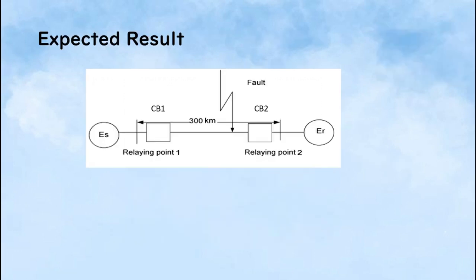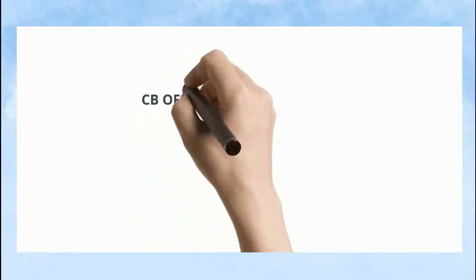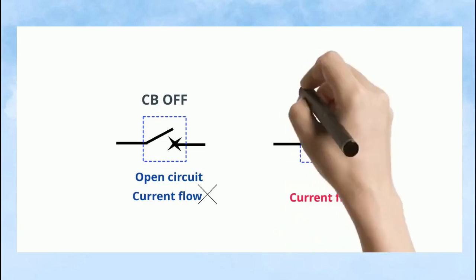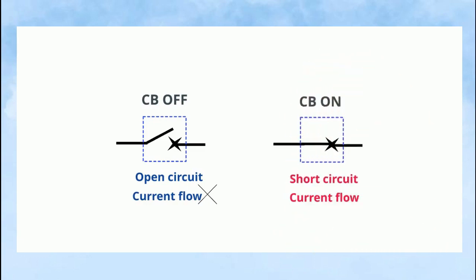This is the figure of the transmission line model with a 300 km distance. Between substation 1 and substation 2, there are 2 circuit breakers. When a circuit breaker is off, it acts as an open circuit and no current flows. If there is current flow in the circuit breaker, it is on and in a short circuit condition.